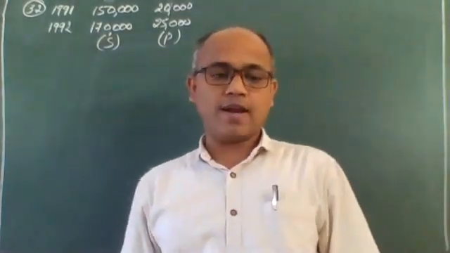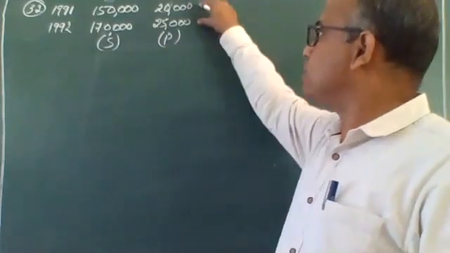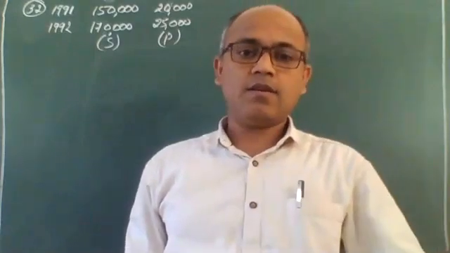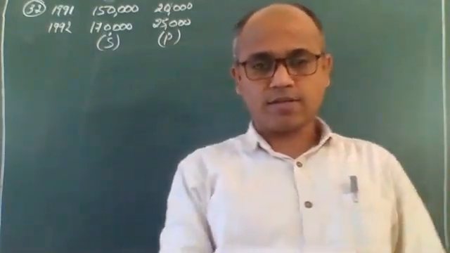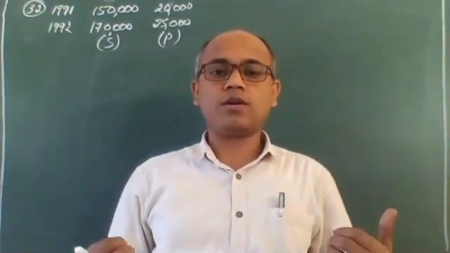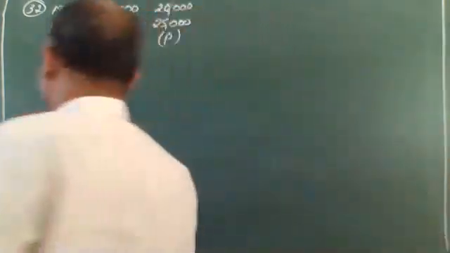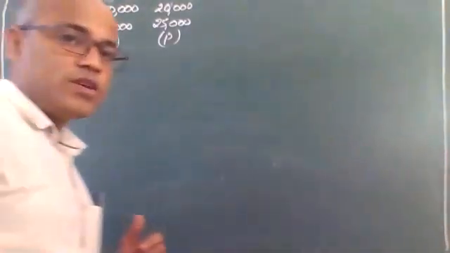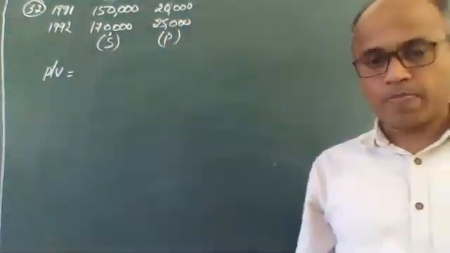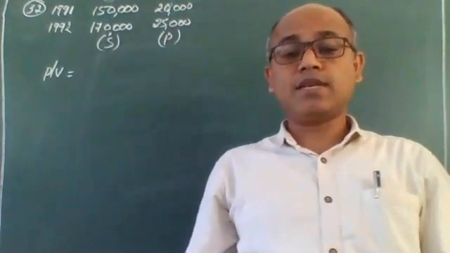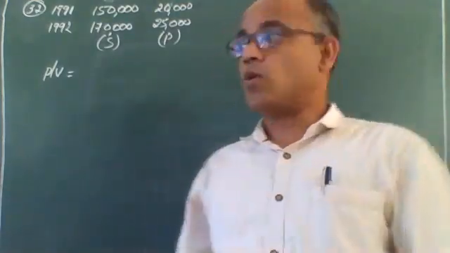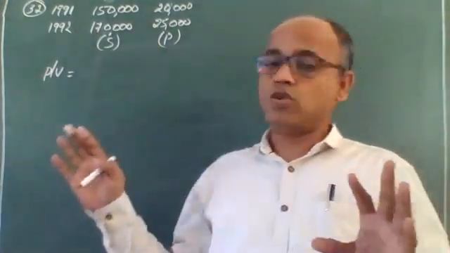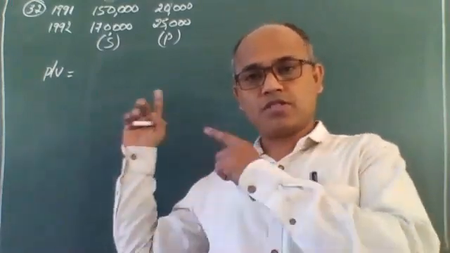Whenever you find this 2-period information question in the exam, forget about what he is asking. Don't see what he is asking. You will start with the procedure. The procedure is to always start with profit volume ratio, whether he is asking it or not. In fact, in this question, he has asked us. But the point is, you have to start with PV ratio. There is no other way to solve this problem. This will be the first step.